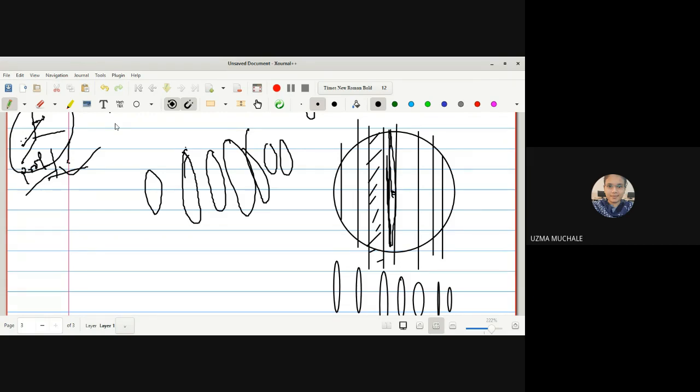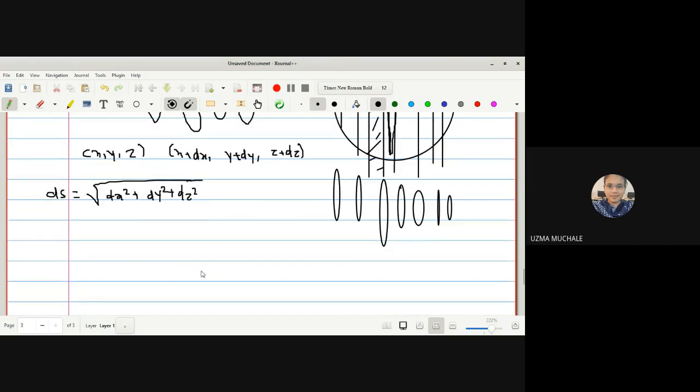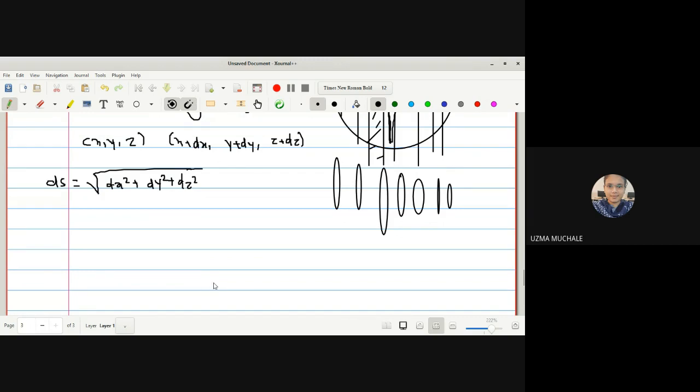Now let us consider ds as the infinitesimal distance between the 2 points. Again we will consider two neighboring points x y z and x plus dx, y plus dy, z plus dz. These are two neighboring points and ds is the smallest distance between the 2 points, and it can be found as dx square plus dy square plus dz square. Right? So the distance between the 2 points.